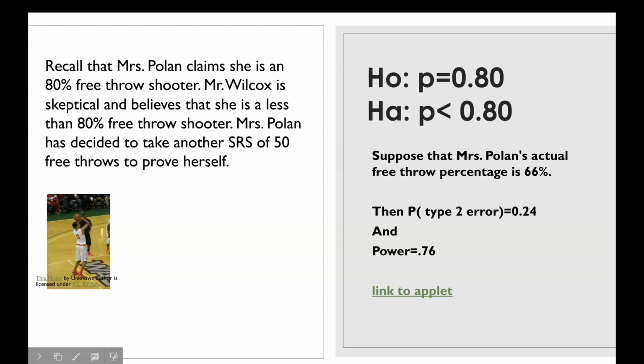So we have an applet that we're going to use today that can calculate the probability of making a type 2 error based on the actual 66%, and it's going to be 0.24, and therefore the power of the test is 1 minus 0.24 or 0.76.